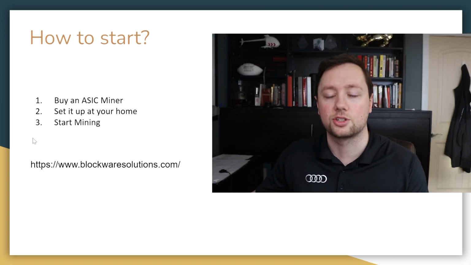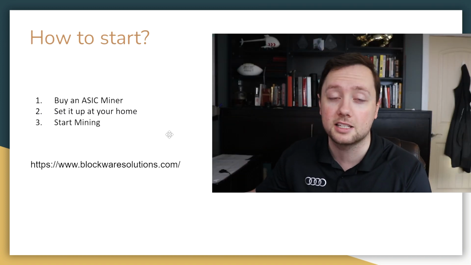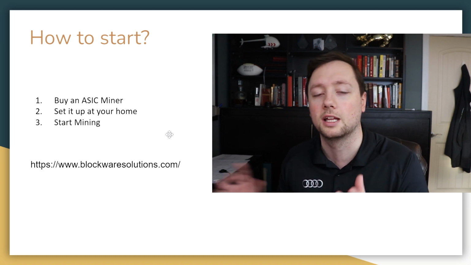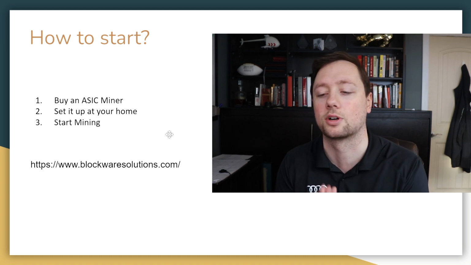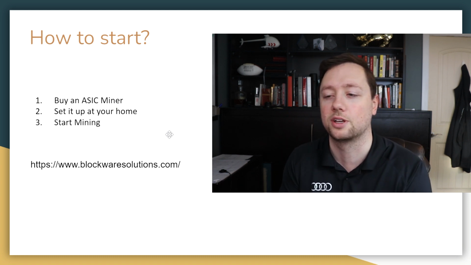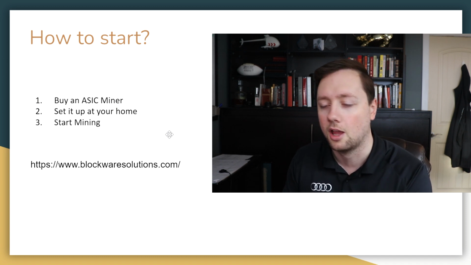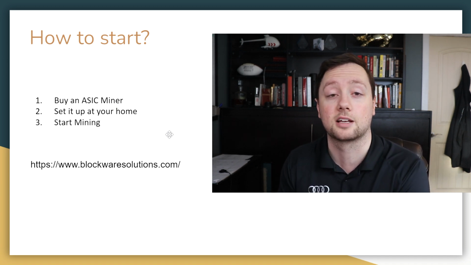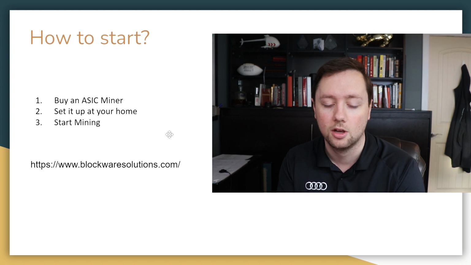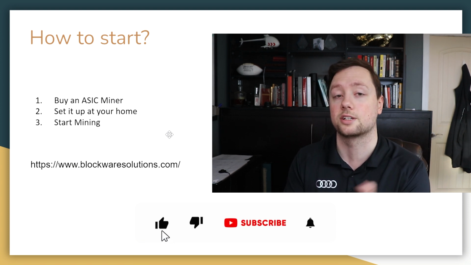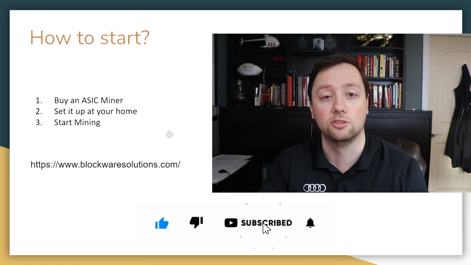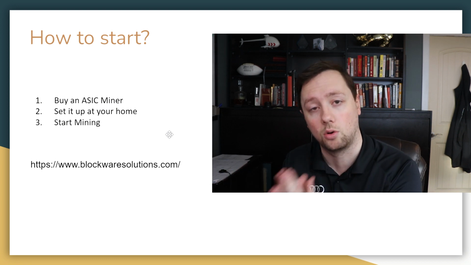Now, if you want to get started in ASIC mining, it's nice because it's usually a little bit more profitable, but it is also usually a little bit more expensive, and there's usually a couple more things you have to think about. But how to get started? Number one, all you have to do is buy an ASIC miner. Again, you can buy them secondhand on Facebook or Kijiji or Craigslist, or you can buy them direct from the manufacturer, or you can also buy them from a wholesaler.